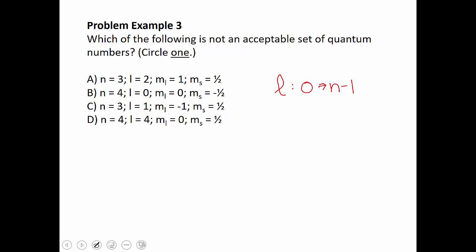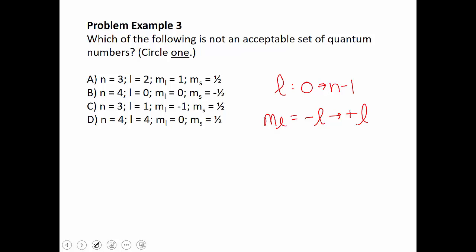Now let's look at our m sub L. M sub L is allowed to go from negative L to positive L. So our values would be negative 2 to positive 2, so that's okay. And just make sure your m sub s is either positive 1/2 or negative 1/2, and you're fine. So A is acceptable. Let's look at B. N equals 4, so L needs to be from 0 to 3. It is. If you have L equals 0, m sub L has to be 0. So B is okay.